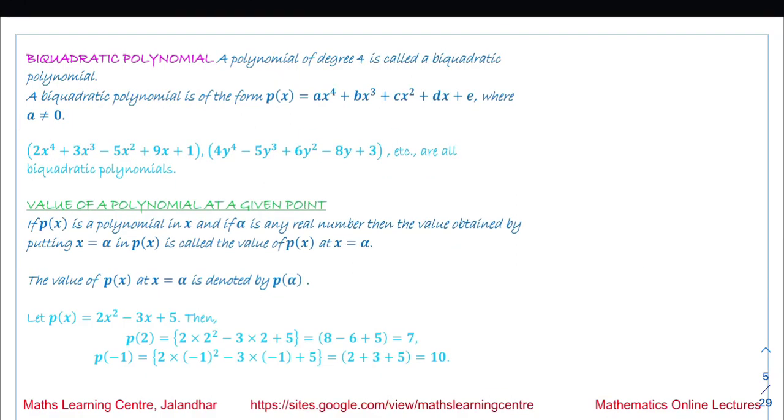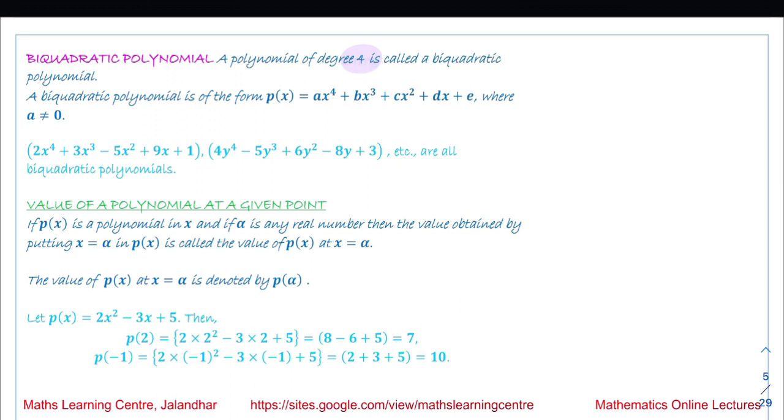Next is biquadratic polynomial. A polynomial of degree 4 is called a biquadratic polynomial. So biquadratic means we are talking about the degree over here. The highest degree of the variable, or the highest power of the variable, is 4. So the degree of the polynomial is 4.